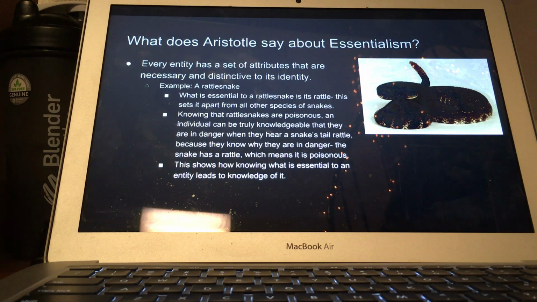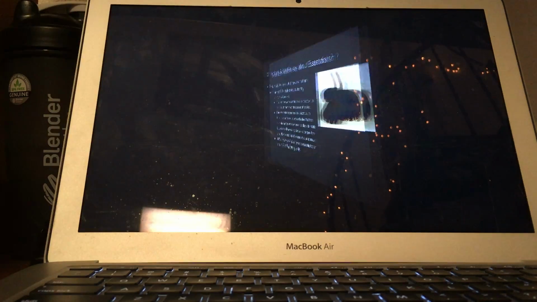One of the infinite examples of this is the properties of a rattlesnake. What is essential to a rattlesnake is its rattle. This sets it apart from all other species of snakes. Knowing that rattlesnakes are poisonous, an individual can be truly knowledgeable that they are in danger when they hear a snake's tail rattle, because they know why they are in danger. The snake has a rattle, which means it's poisonous. This shows how knowing what is essential to an entity leads to knowledge of it.